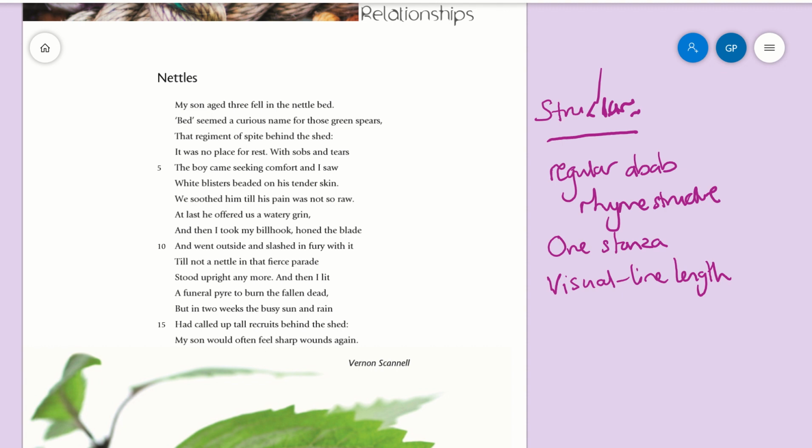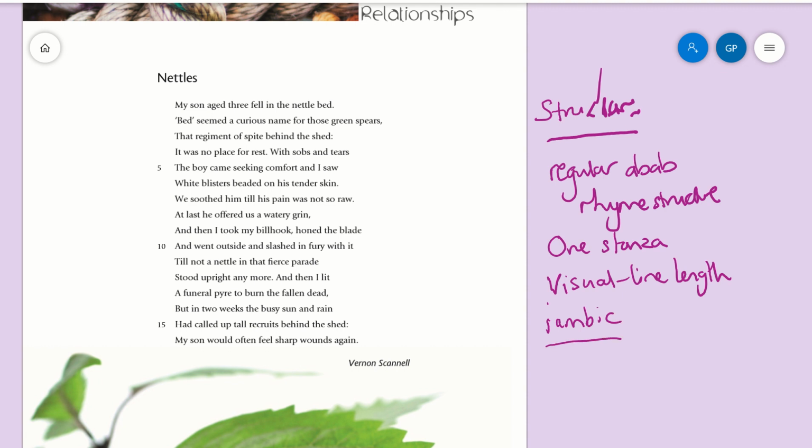Is it iambic? Is it pentameter? Let's see. My son, aged 3, fell in the nettle bed. So far, that is iambic pentameter, 10 syllables with iambs, da-dum, da-dum, da-dum, da-dum. Bed seemed a curious name for those green spears, that regiment of spite behind the shed. I'm going to say so far it's pretty iambic.